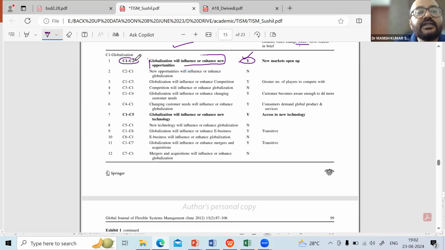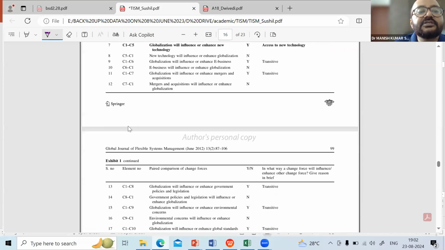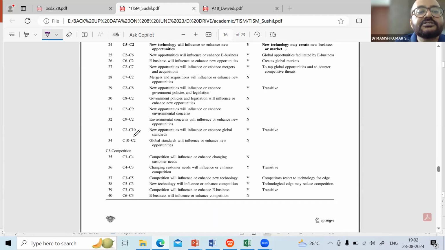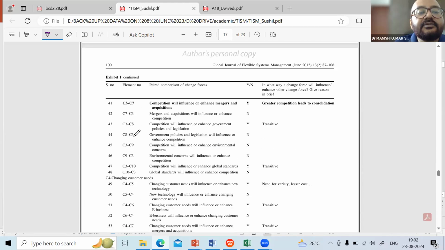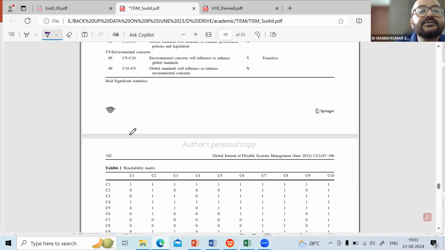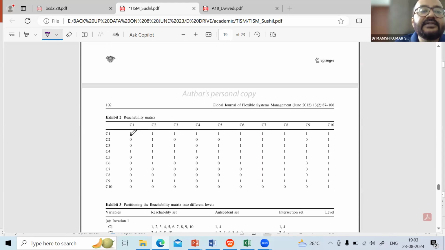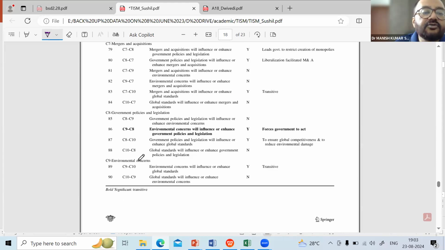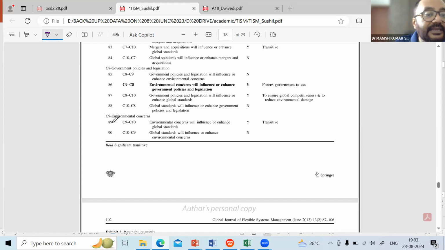So for C1, I'm asking C1 to C2, C1 to C3, something like that, up to C1 to C10, and I ask all the questions like this. Then the total will be 10 times 9, so it is 90. The formula means the total number of questions you have to prepare is 90 here.